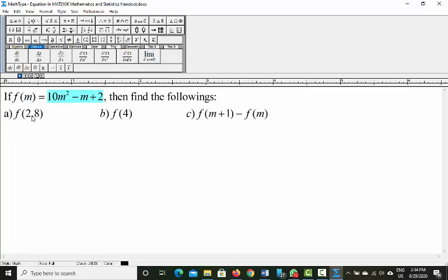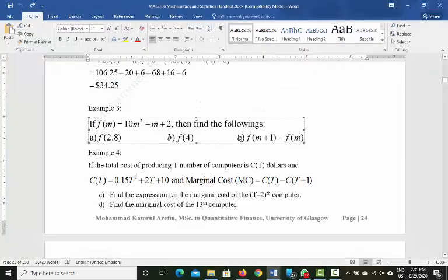Now the first question is asking us to find the function when the value of the variable is 2.8. That means the value of m needs to be replaced by 2.8, and we need to get the value. Here the value of m is 4, so again you can calculate like that. Here we want to find the expression for this one, so the value of m needs to be replaced by m plus 1, and this is f(m). Please solve these questions at your home.